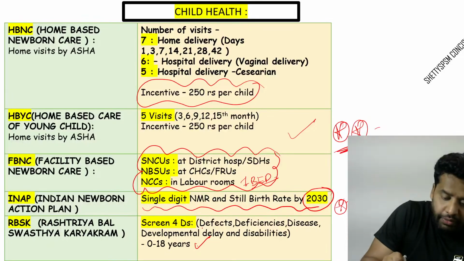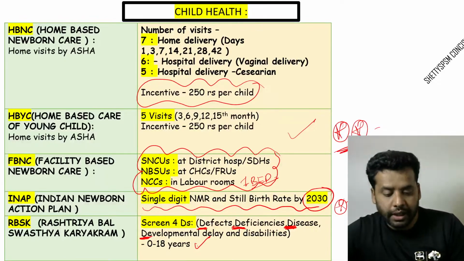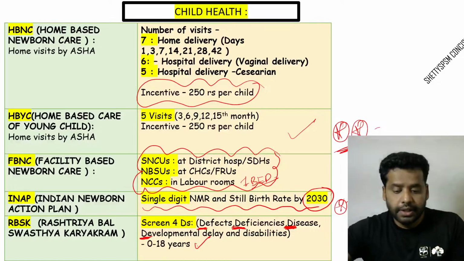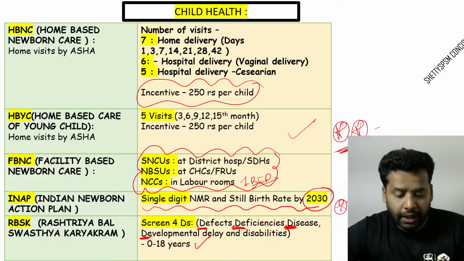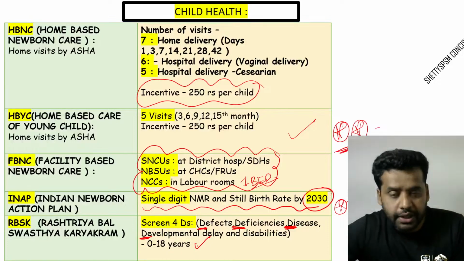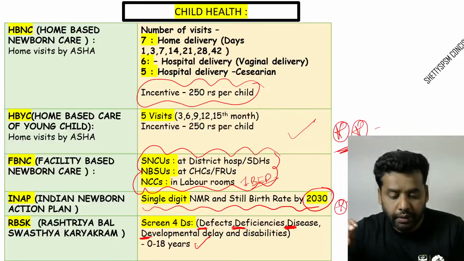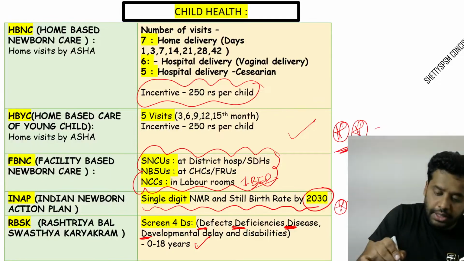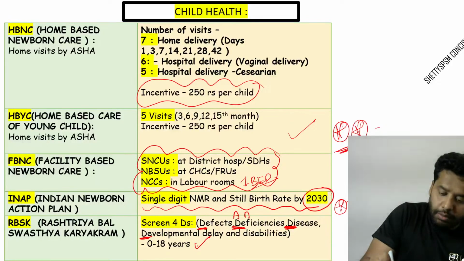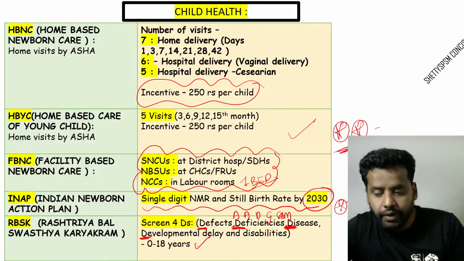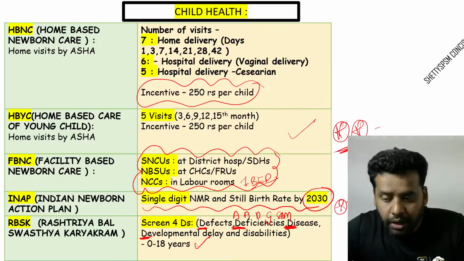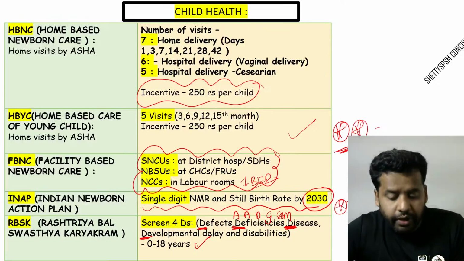You will be screening for defects, deficiencies, diseases and developmental delays. So see the words properly: defects, deficiencies, diseases and developmental delays. Especially when they ask the word deficiencies, it is more of nutritional deficiencies that will be screened. See the words properly: nutritional deficiencies like vitamin A, anemia, vitamin D, goiter, severe acute malnutrition.